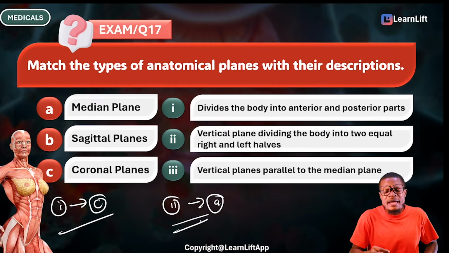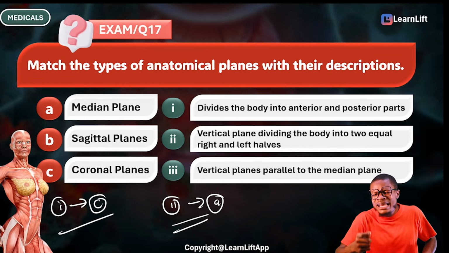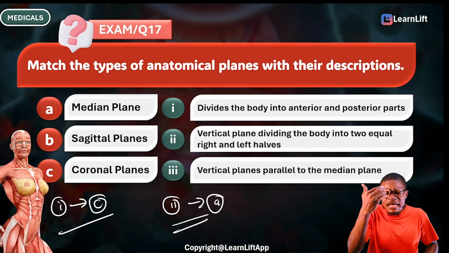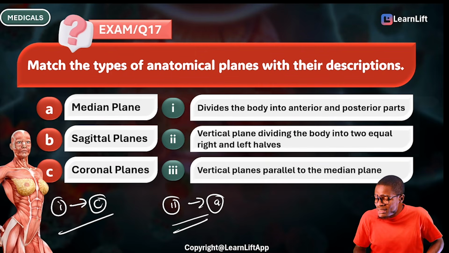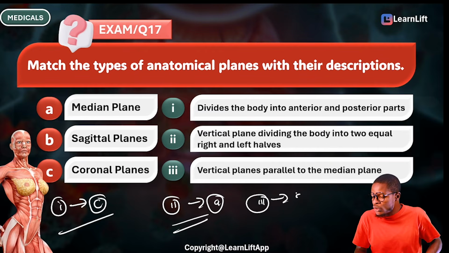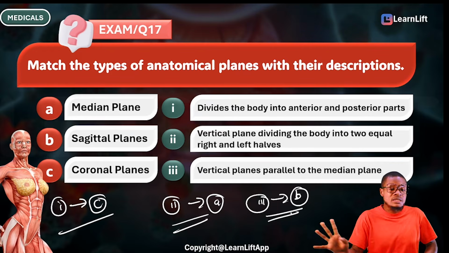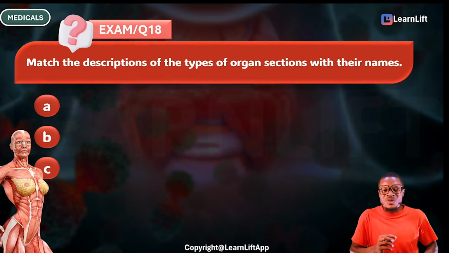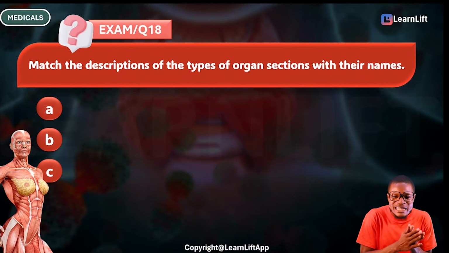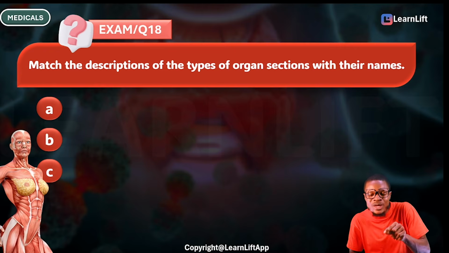Now for the third one there, we're given vertical plane parallel to the median plane. That vertical plane that is parallel to the median plane, what's it called? It's called your sagittal plane. That means your 3 there is going to correspond with your what? With your B being the correct answer. So all of these become the correct answer to number 17. Simple and direct. Look at question 18. In question 18, we're given this lovely question: match the description of the types of organs, sections with their names.